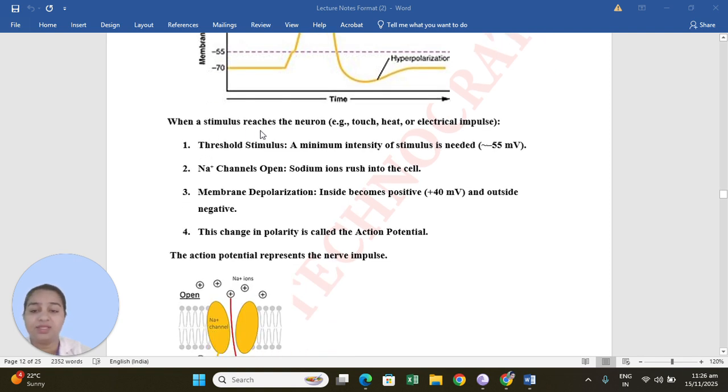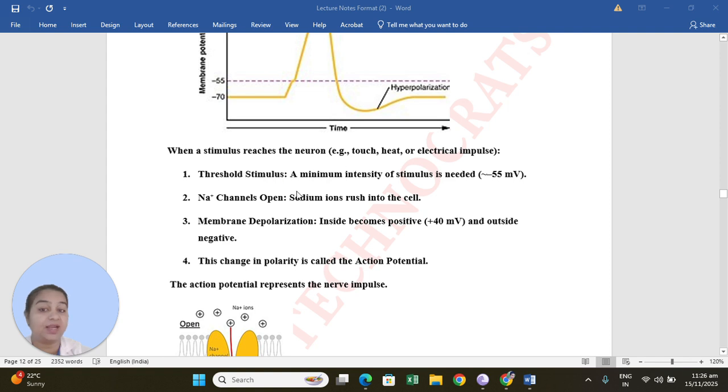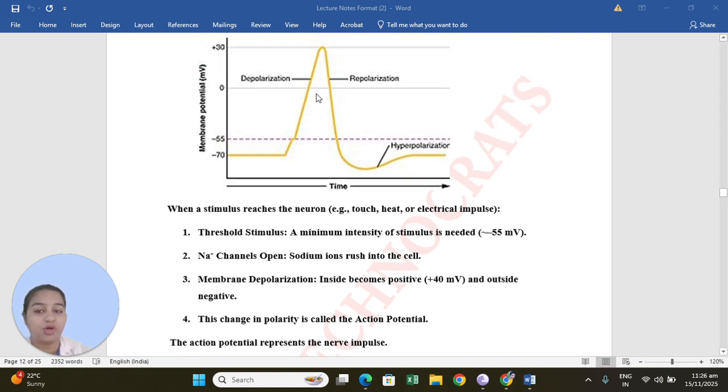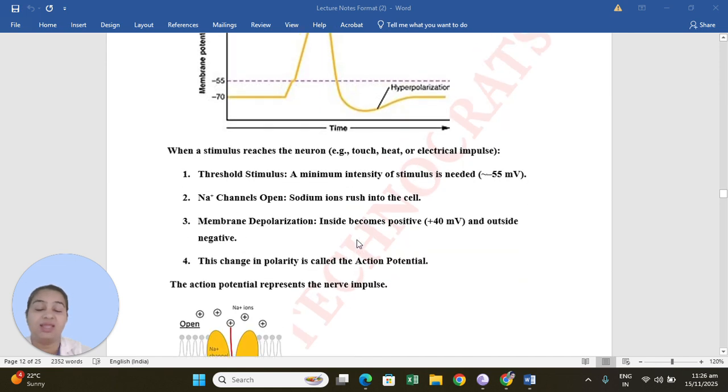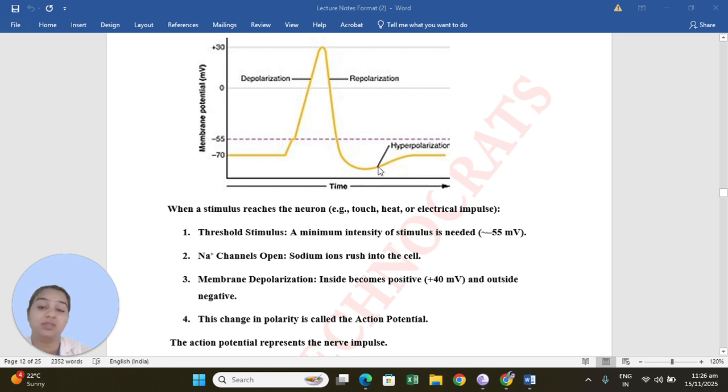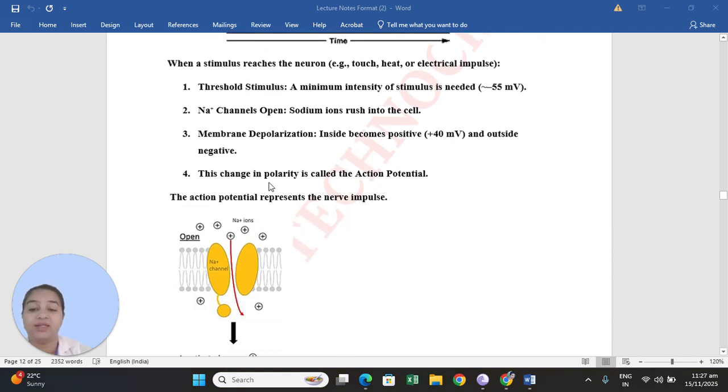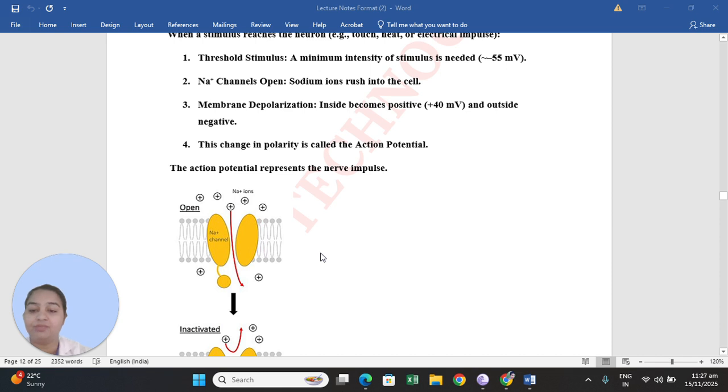When a stimulus reaches the neuron, a minimum intensity of stimulus is needed to reach threshold: minus 55 millivolts. Sodium channels open, sodium rushes into the cell, the membrane depolarizes, the inside becomes positive, plus 40, and the outside becomes negative. Earlier the inside was minus 70, but then the inside slowly becomes positive. This process is known as depolarization, and then the inside again starts becoming negative. This is called repolarization. This whole change in polarity is known as the action potential.